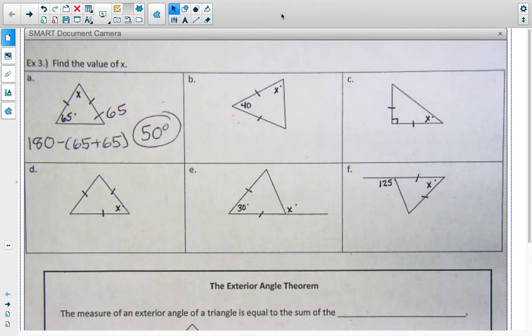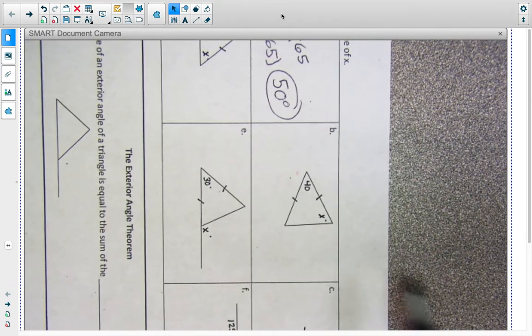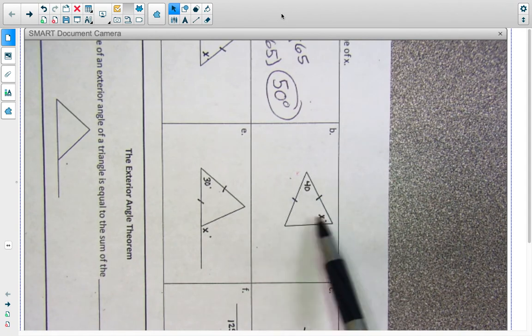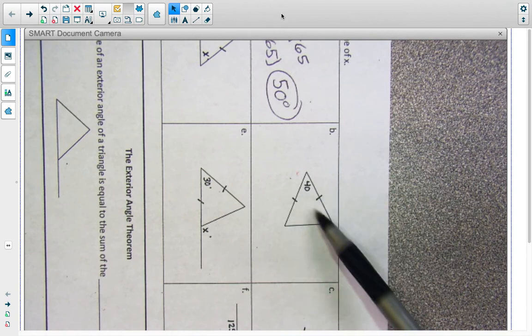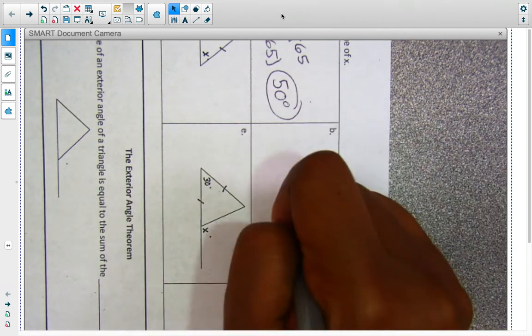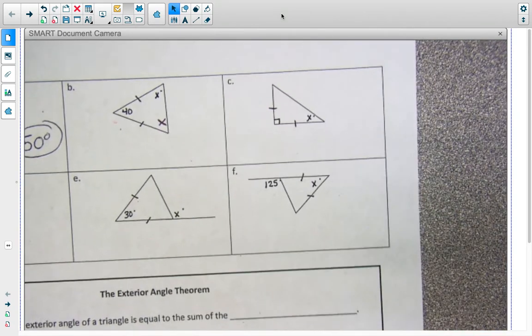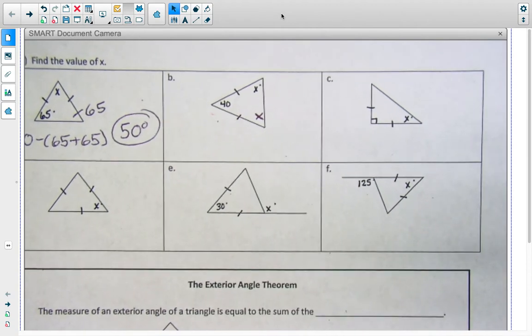Okay. For B, same kind of thought process. It might help you to turn it and maybe you can see it. I think we're used to seeing the isosceles triangles like this with my tick marks here. So this is 40x. That means these two have to be the same measure because they're opposite my little tick marks here. So this one is also x. I do want you to get comfortable seeing it in different shapes and things like that.